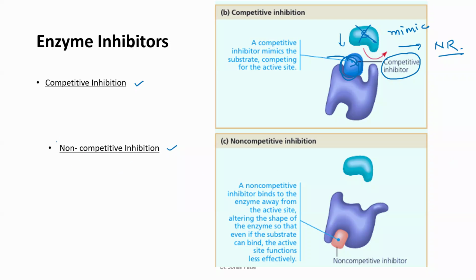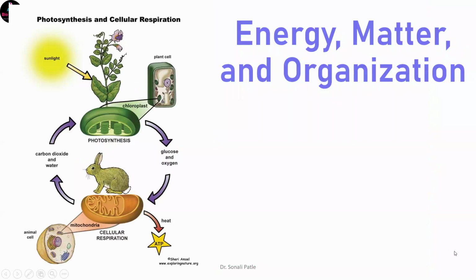On the other hand, you have the non-competitive inhibitor, which is not going to compete with the substrate but binds to a different site. That is what you call an allosteric site. It binds to an allosteric site. Because of that, the active site's shape will be changed. So there is a change in the active site. As a result, the substrate won't be able to bind, and you will find no reaction. So these are the enzyme inhibitors, and we'll quickly go over.